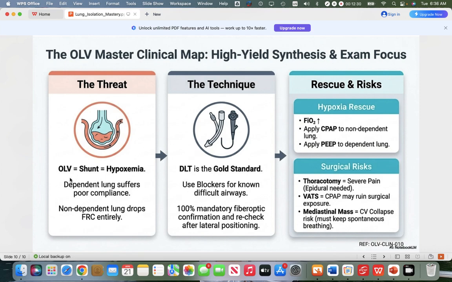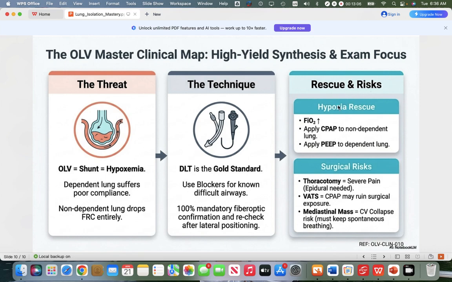The threat: where does the danger lie in one lung ventilation or double lumen endotracheal tube operations? Shunt leads to hypoxemia. The dependent lung suffers poor compliance. The non-dependent lung drops FRC. What about the double lumen tube? It is the gold standard. When we use it, always remember to check by fiber optic. 100% mandatory fiber optic confirmation.